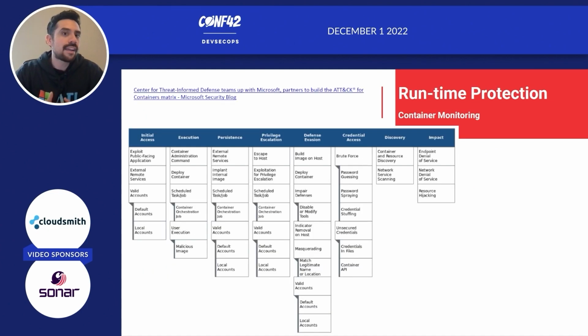In this slide, I encourage you to look up what Azure's Container Protector tool offers and what it checks against. The particular link that you'll be able to look at in your own time is the Center for Threat Informed Defense, teaming up with Microsoft to build the attack container matrix that outlines all of these different checks that are performed by these tools as part of runtime threat detection.